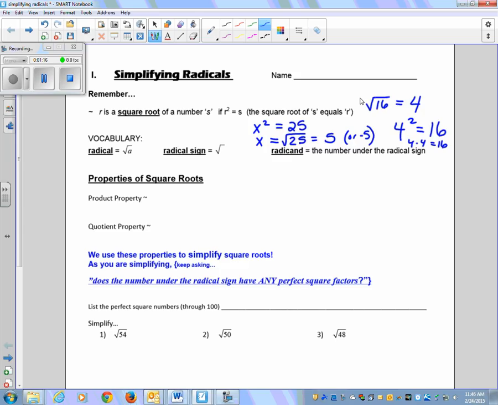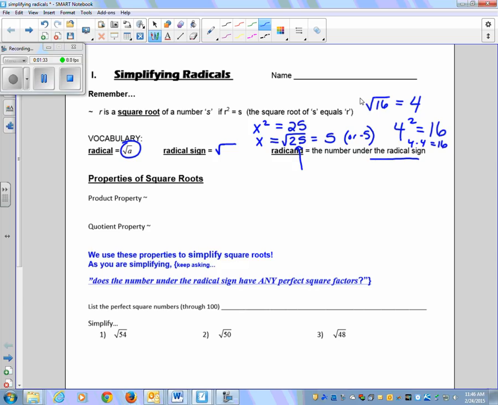This is just a bit of vocabulary. The radical is this whole thing. A radical sign is just this symbol that you'll see, and you can see it on your calculator. And a radicand is the number that's under the radical sign. So in my problem here, the radicand was 25.